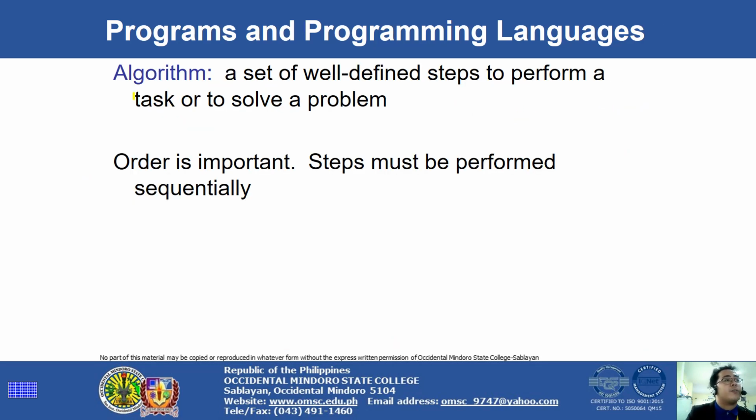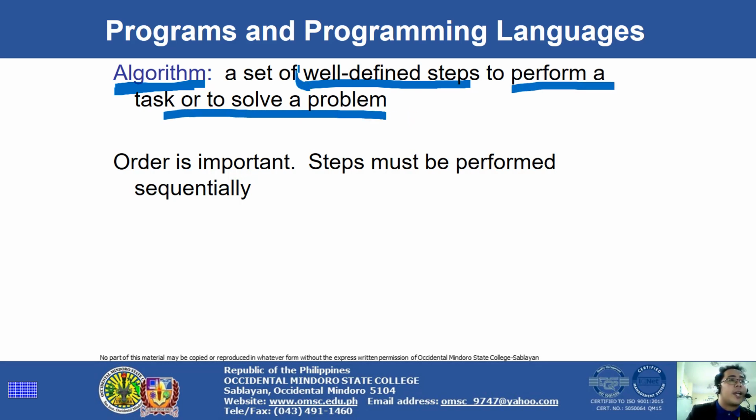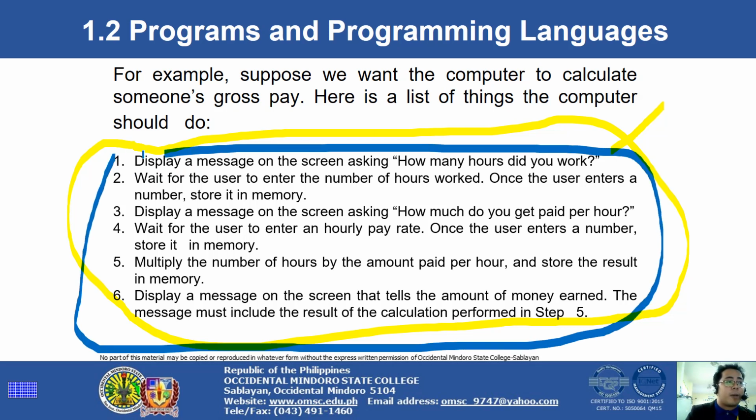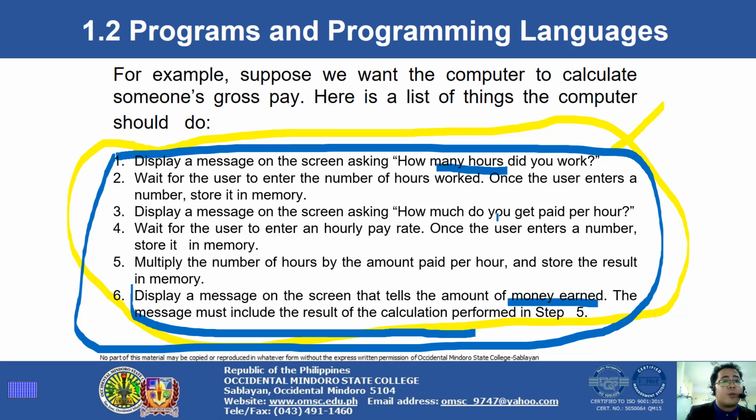Okay? So, we have what we call algorithm. Ano ba yung algorithm? Kapag sinabi natin algorithm, it is a set of well-defined steps to perform a task or to solve a problem. So, kapag sinabi natin well-defined, ibig sabihin, we have specific steps, kumbaga, accurate, reliable, and well-defined yung steps natin ginawa. So, meaning, this is an example of what we call an algorithm. Bakit? This is steps. Ganito lang kasimple. Hindi ka pwedeng mag-display ng amount of money earned without entering kung ilang oras ka nagtrabaho or kung magkano yung binayaran mo.